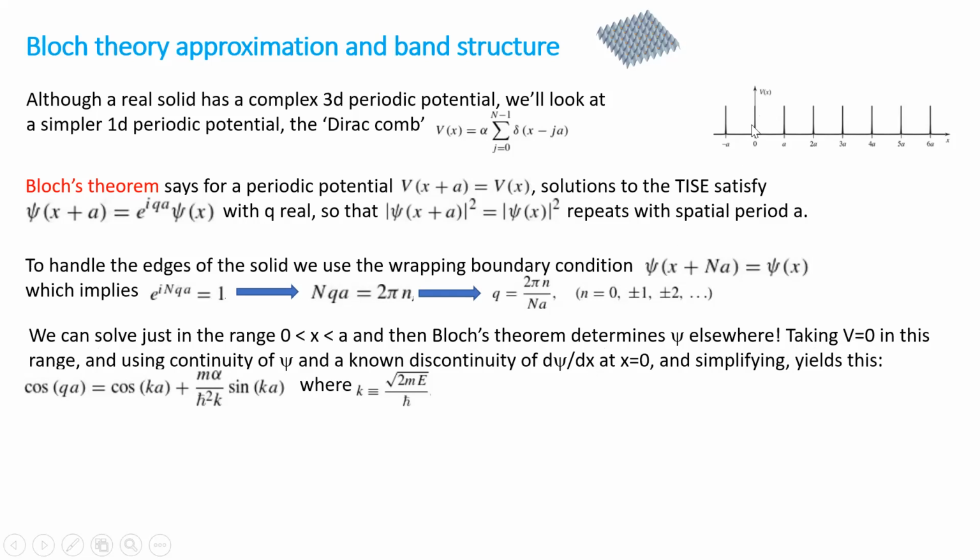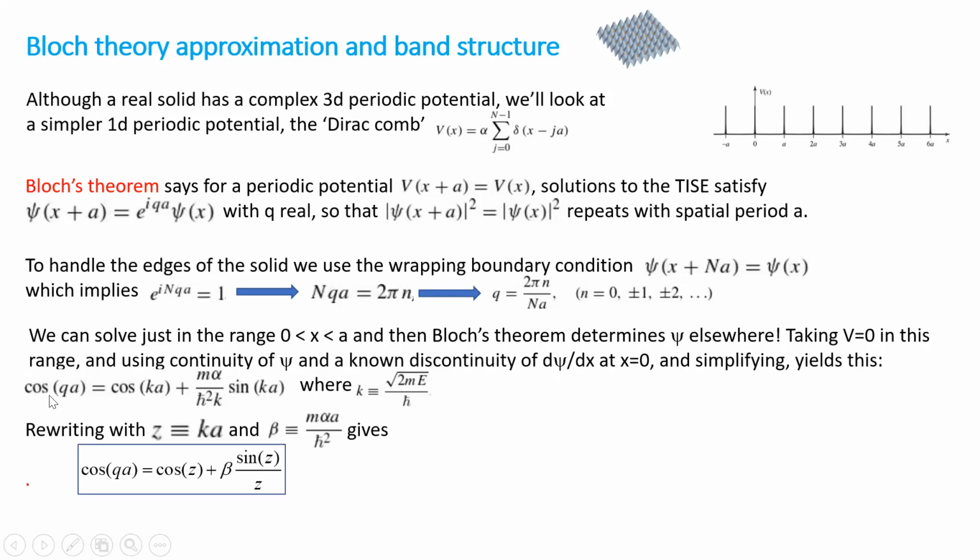Even though this is not a well, but a spike, a positive spike, it still causes a discontinuity. So taking the continuity of psi at this position here, and the discontinuity of the derivative of psi at that position there, and simplifying yields this expression after a couple of steps.